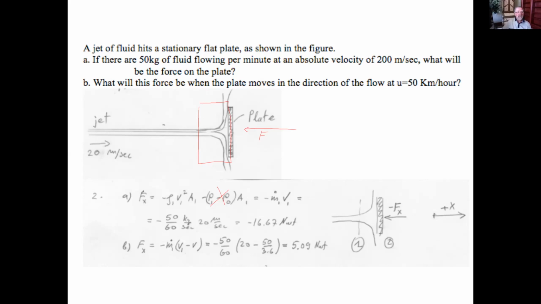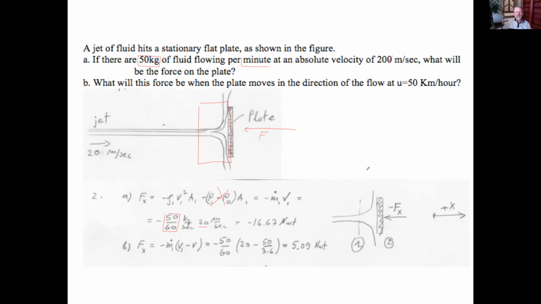So let's see what the mass flow rate is. It's going to be rho times the flow, which is what we said, this is water. Okay, it's given, 50 kilograms. That's the mass flow rate per minute, so we have to divide it by 60. So that will be the mass flow rate per second. And then we take the velocity, which is, I took 200 meters per second. And again, I think I have a mistake. So this should be 20 meters per second. 200 meters per second doesn't make any sense. Okay, so what will be the force? It's going to be minus 16 Newton.